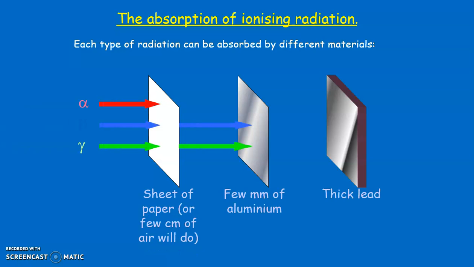This same diagram can be represented by this. The arrows show what's happening. So, alpha, weakly penetrating, absorbed by that sheet of paper. Beta will penetrate through the paper, but is absorbed by a few millimeters of aluminium. The gamma will penetrate through the paper, it will penetrate through the aluminium, it will then be reduced by the thick lead. If that thick lead was replaced by meters and meters of concrete, it would be absorbed and stopped. If you would like to do so, please copy this information down.